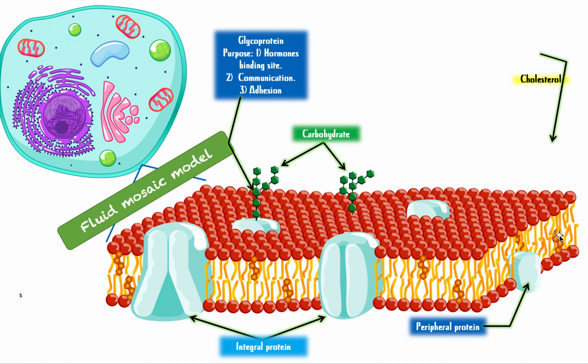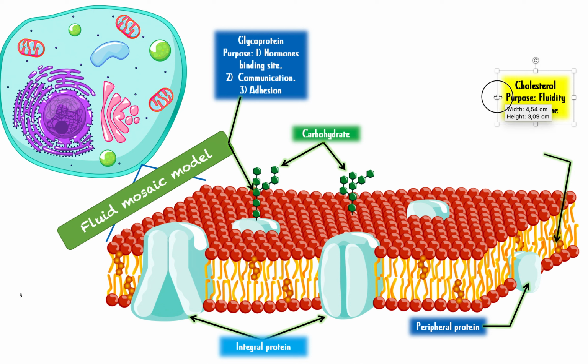Now, one last molecule is this one here. Maybe you haven't noticed it. These four ring structures, like a hexagon, four hexagons put together. We call this one cholesterol. Cholesterol has a huge importance. Its purpose is fluidity of the membrane.